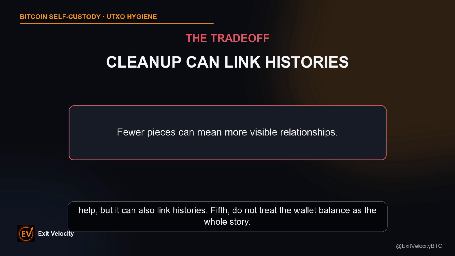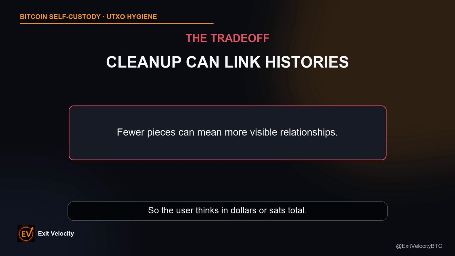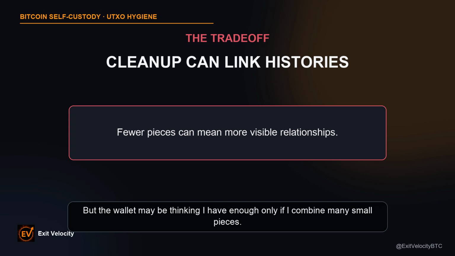These are not separate trivia facts. They are one workflow. The wallet shows a balance. The chain sees pieces. The user needs to understand both. So what should a beginner take away? First, dust means tiny outputs can become uneconomical to spend. Second, the problem depends on fees and transaction size, not only the face value of the UTXO. Third, many tiny withdrawals can create future friction. Fourth, cleaning up pieces can help, but it can also link histories. Fifth, do not treat the wallet balance as the whole story.